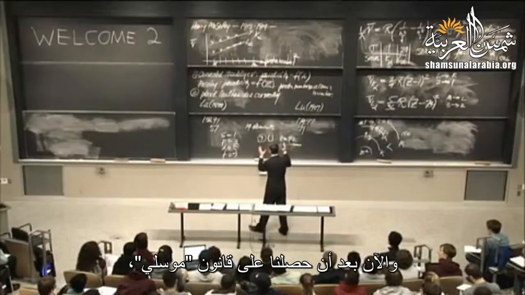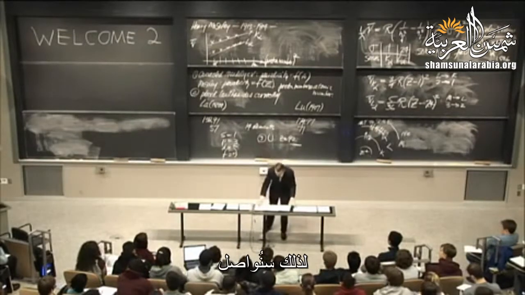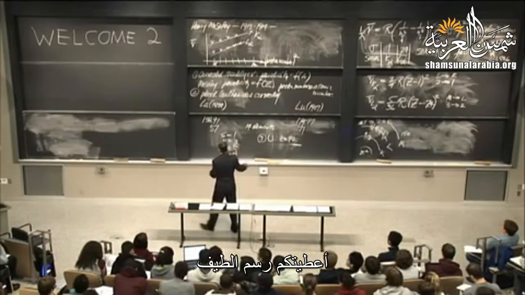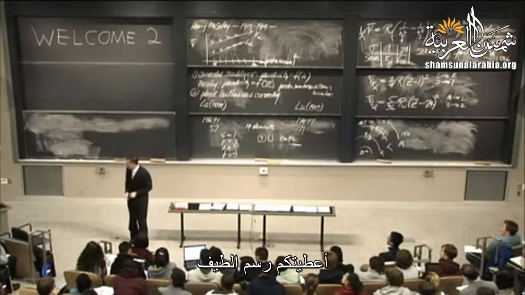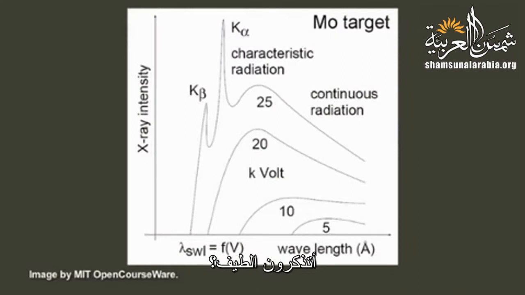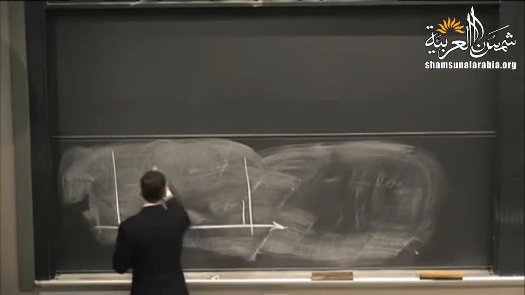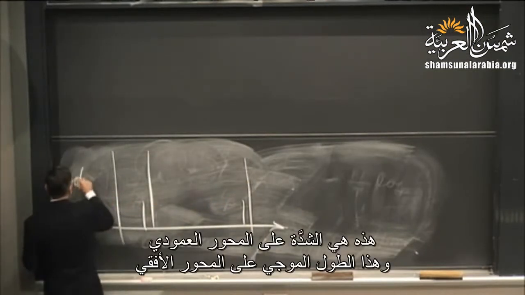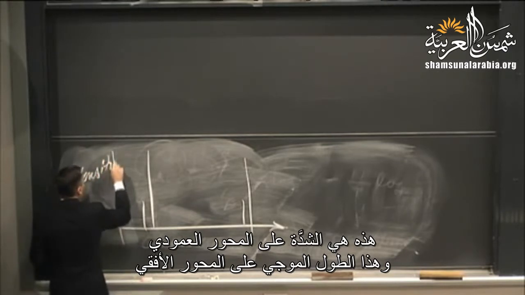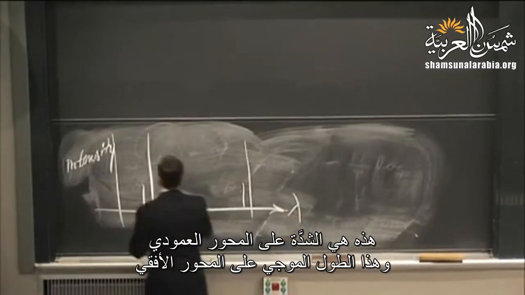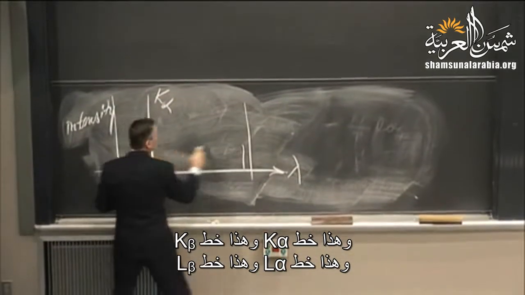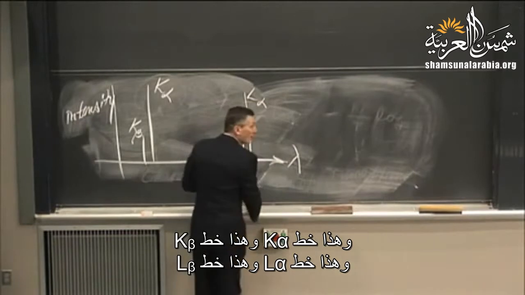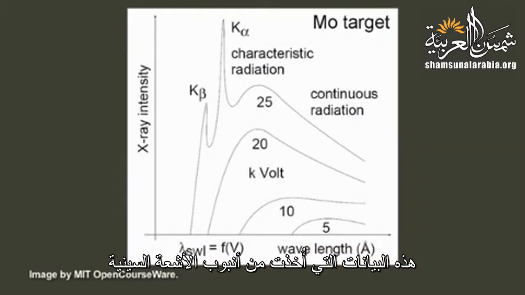Now that we've got Moseley's law, we've straightened out the periodic table, ta-da. So we keep moving, and I say, well, I gave you the drawing of the spectrum. Remember the spectrum? The spectrum was here. You see it? I'll put it up real quick again. This was the spectrum. Okay, this is intensity. And this is wavelength, and this is K alpha, and this is K beta, and this is L alpha, and this is L beta. These are the data coming from the X-ray tube.